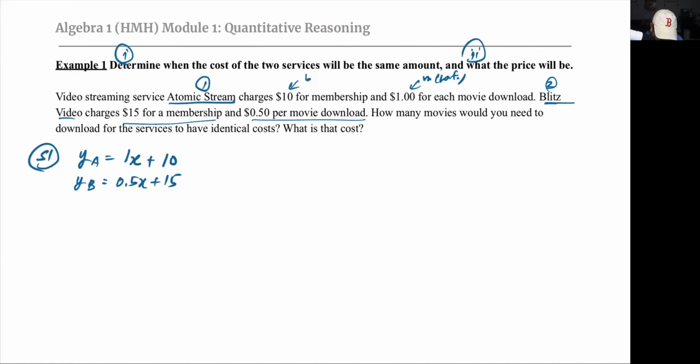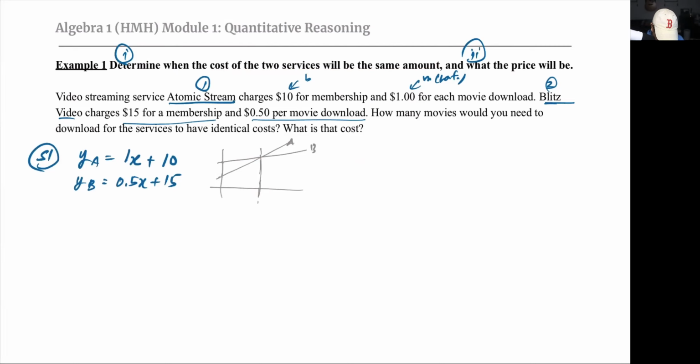So what's happening is that one service charges $10. If it's $1 like this, the next one is higher, but it's a little flatter. See that? So this is A and this is B. B is more expensive initially. At some point, the price is the same, and B will be cheaper once we go past that point. But the question is asking, when are they the same amount? They want to know this, and I want to know the price. So that's visually what's happening.